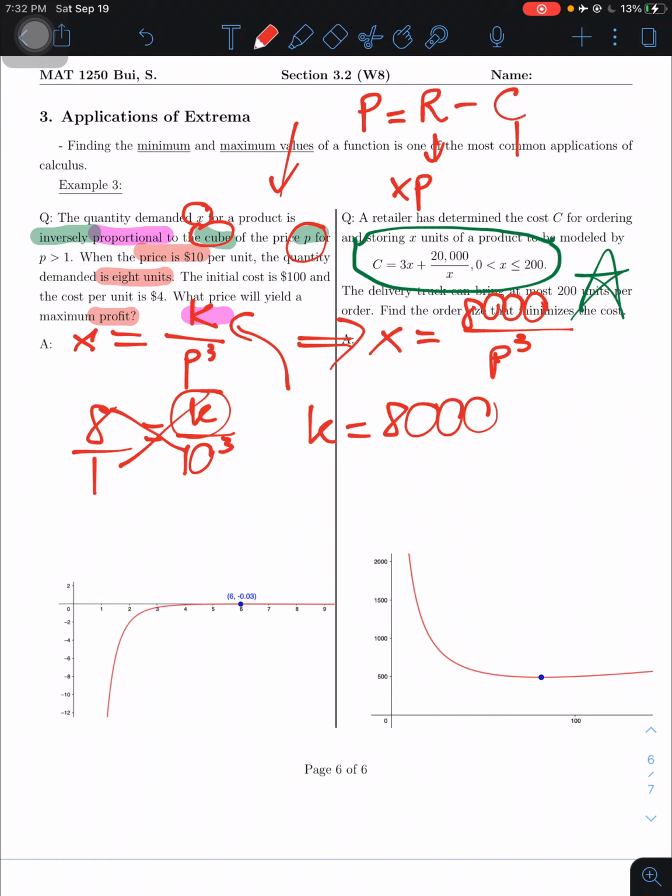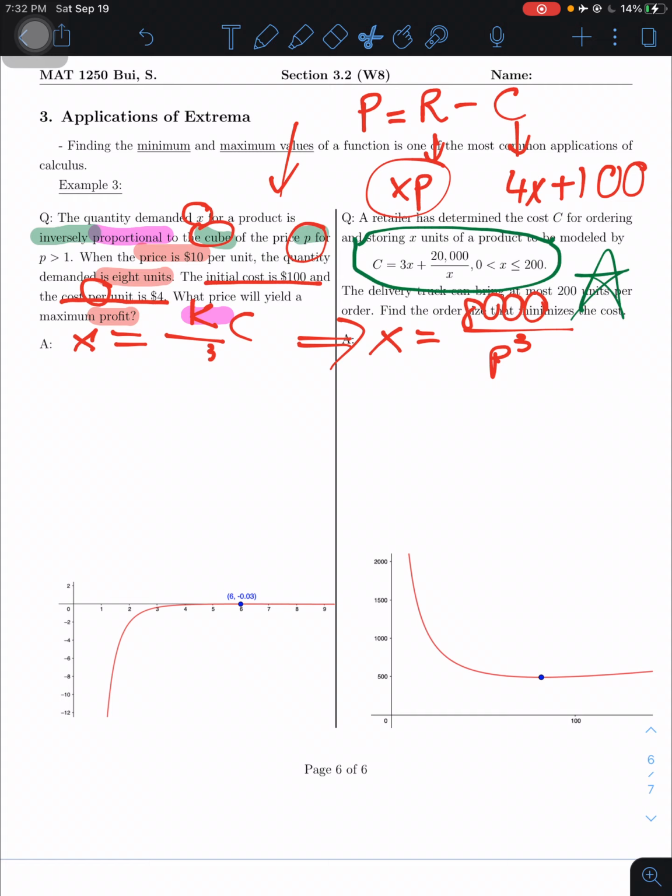And then the cost function is given in the problem, where it says the initial cost is 100, and the cost per unit is $4. The word per means that the 4 will be attached to an x, and the initial cost is the money you have to pay one time. So the cost function C equals 4x plus 100. Okay, that's the easy part. But then how can we figure out the revenue function? Let me take out some of this work really quick.